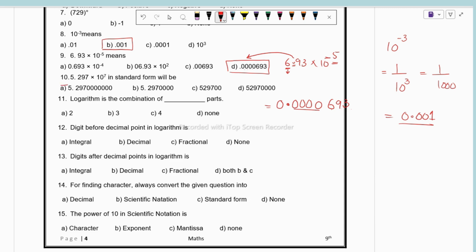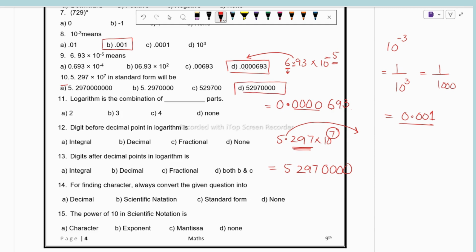Now the next MCQ is MCQ number 10: 5.297 times 10 to the power 7. Here, class, you can see that the power is positive. So we will move the decimal towards the right. So it will become 5297. These are a total of 4 digits, but the power is 7. So we will add 4 zeros here. So the correct option will be option number D.